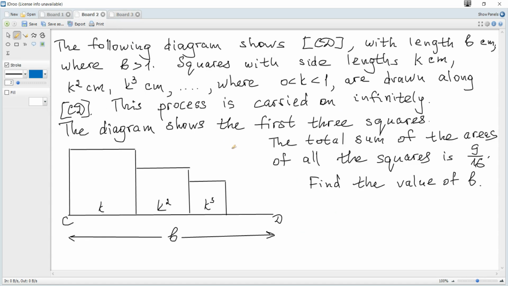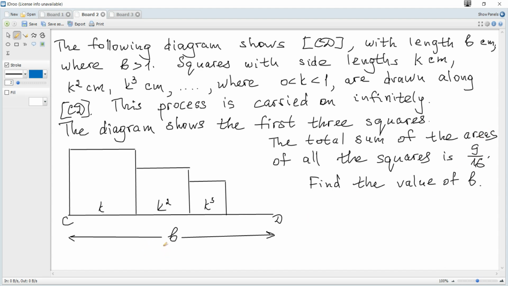The next. The following diagram shows a line segment CD with length b centimeters, where b is greater than 1. Squares with side lengths k, k squared, and k cubed, where k is greater than 0 and less than 1, are drawn along line segment CD. This process is carried on infinitely. The diagram shows the first 3 squares. The total sum of the areas of all the squares is 9/16. Find the value of b.